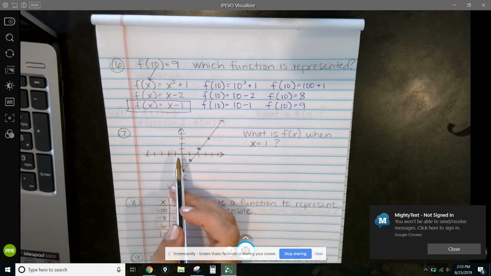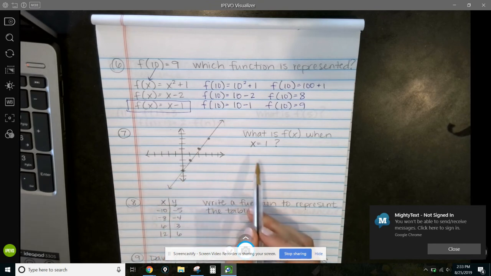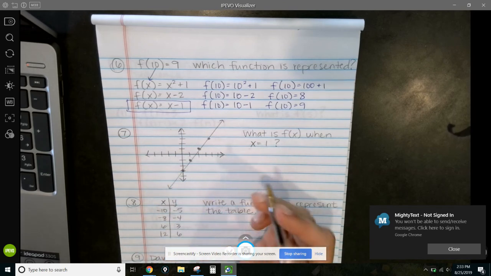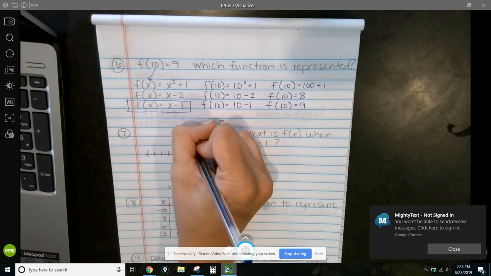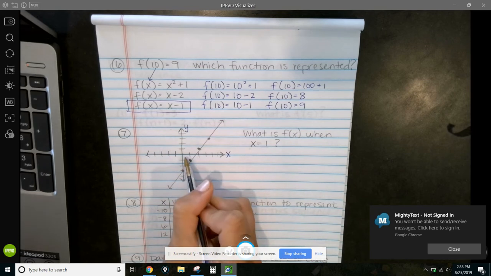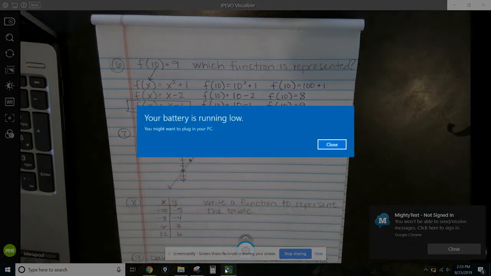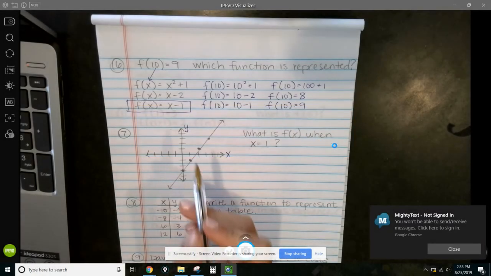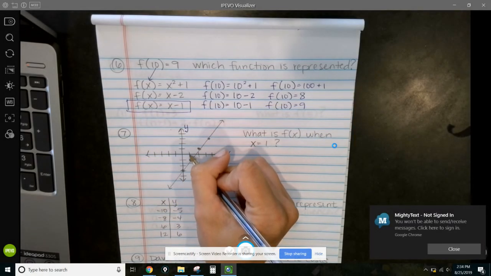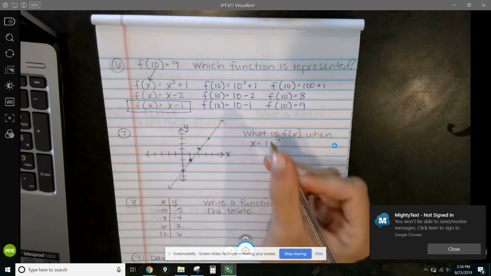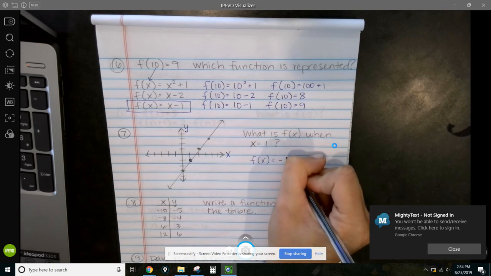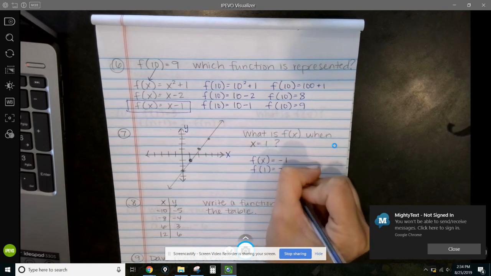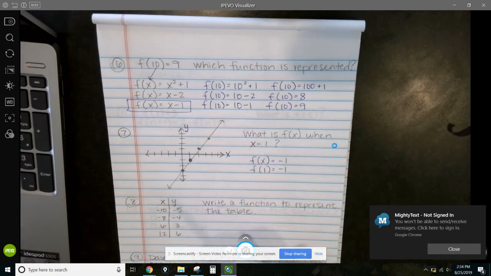So they might also ask you the same thing on a graph. So what is f of x when x equals 1? So on this graph, I want to find where x equals 1. Now remember, on a coordinate plane, this is your x-axis, the horizontal axis, and this is your y-axis. So when x equals 1, I'm going to find 1 on my coordinate plane, and I'm going to see which output value I had for 1. So I'm going to find that dot on the graph, and this one is -1. So I would say f of x equals -1, or you could write f of 1 equals -1, because they were asking what the value was when x equals 1.